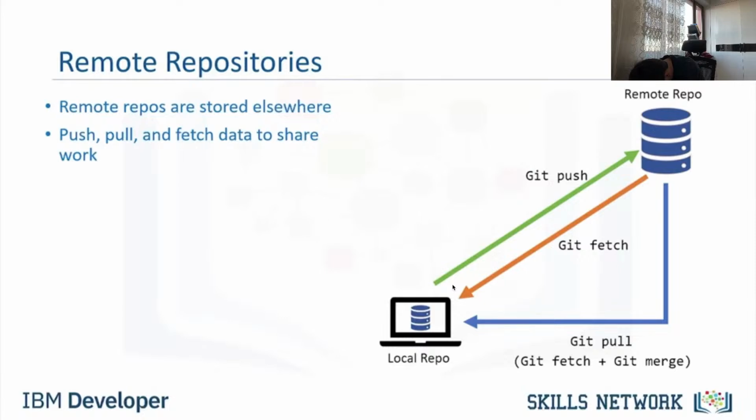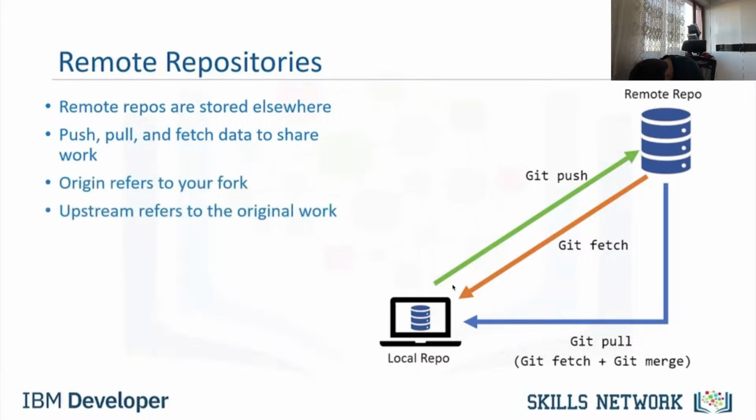Developers use the terms upstream and origin when talking about remote repos. Origin generally refers to your fork, and upstream refers to the original work. These are the norms. You can, of course, name them anything you like.